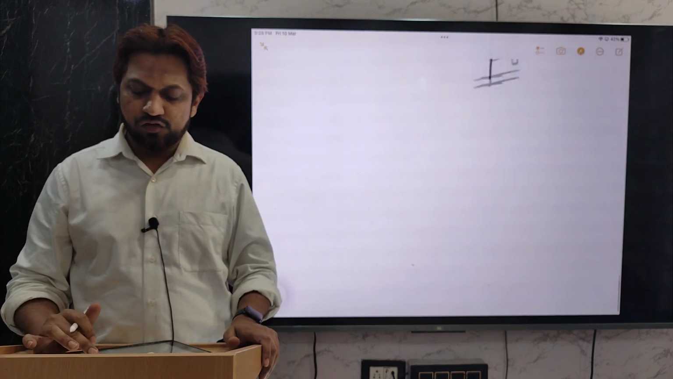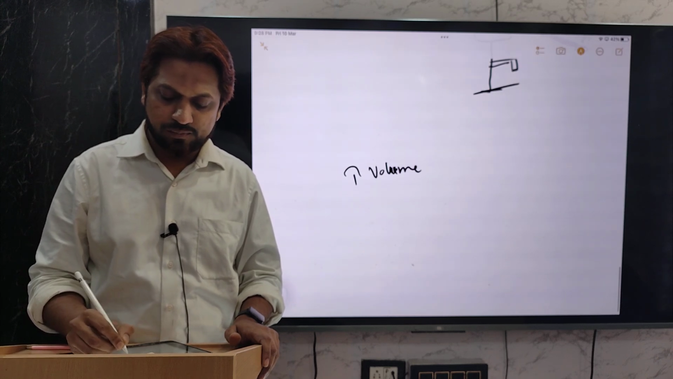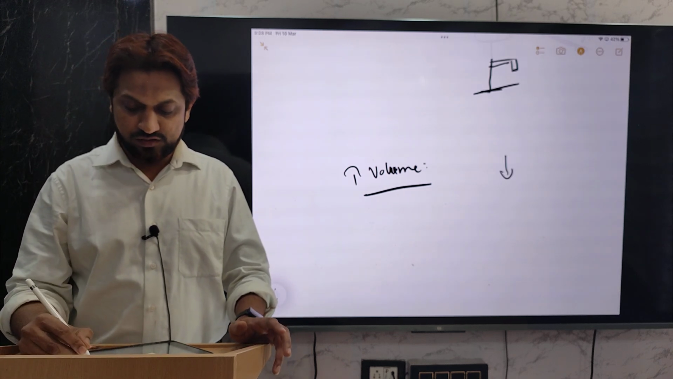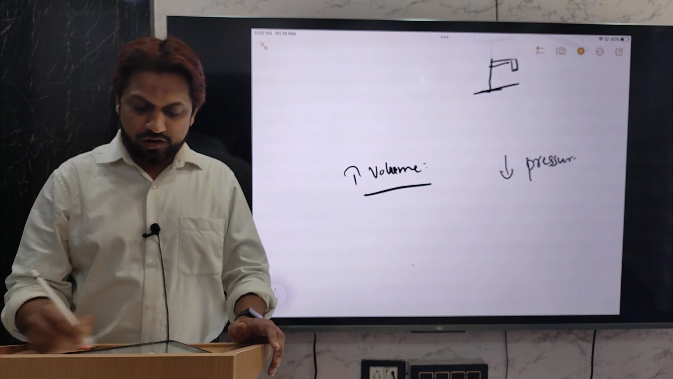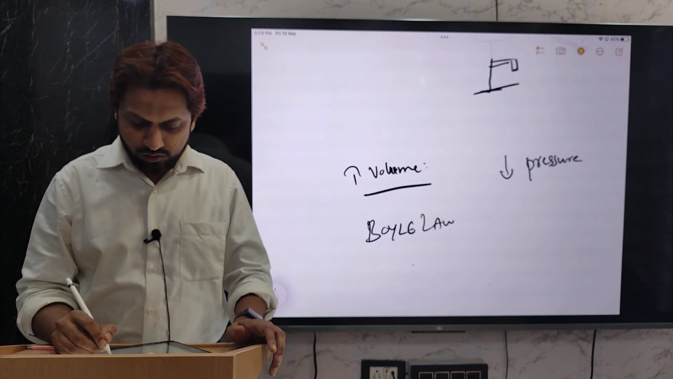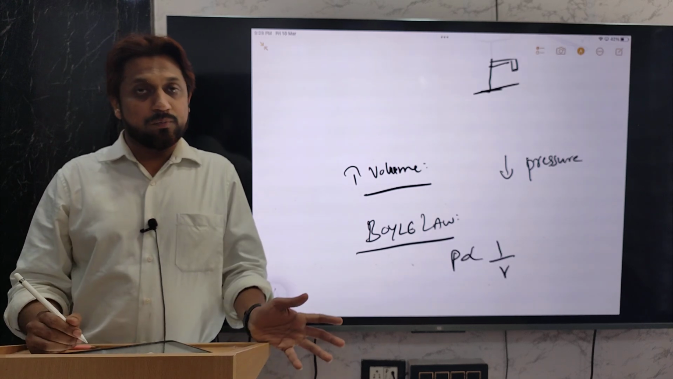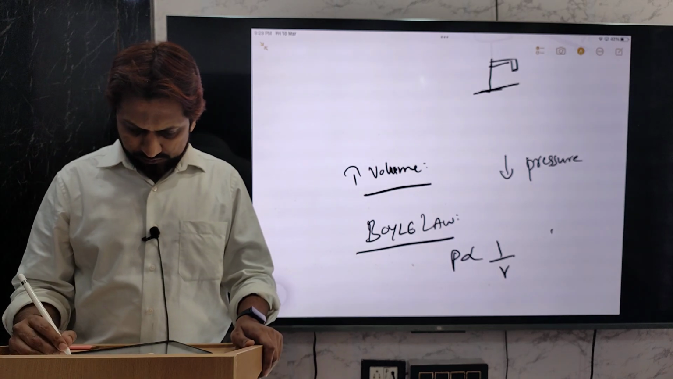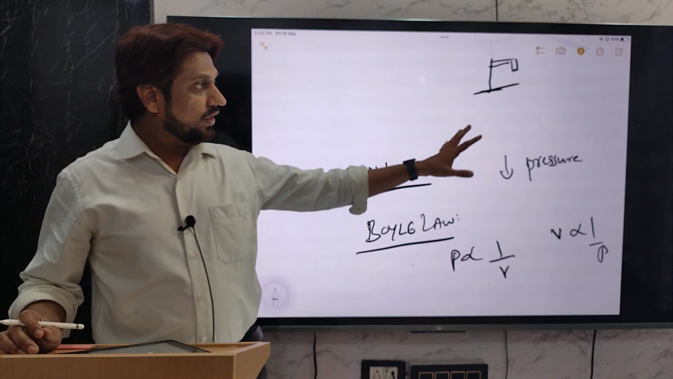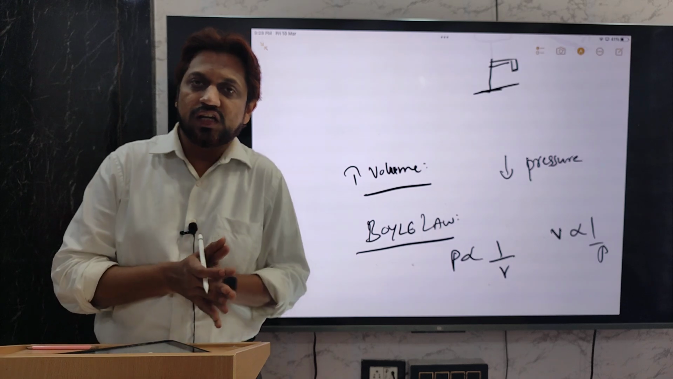Now what happens if the volume increases? What happens to the pressures present in the thoracic cage? If the volume increases, then there is a decrease in the pressure. It is according to Boyle's law. If you remember, under constant temperature, pressure is inversely proportional to the volume, or in simple words, volume is inversely proportional to the pressure. So whenever there is an increase in the volume of the thoracic cavity, the pressure inside will decrease.